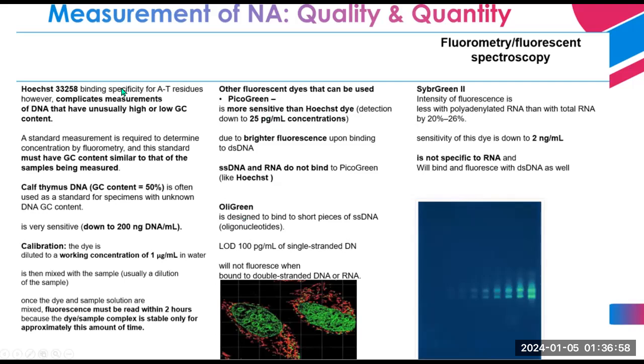PicoGreen is more sensitive than Hoechst, sensitive up to 25 picograms per ml. And like Hoechst, ssDNA and RNA do not bind to PicoGreen. We also have OliGreen, which is designed for short pieces of single-stranded DNA, and the limit of detection is 100 picograms per ml. Going back to SYBR Green, remember, it is for RNA. The fluorescence intensity is less with polyadenylated RNA than with total RNA. The sensitivity is down to 2 ng per ml.